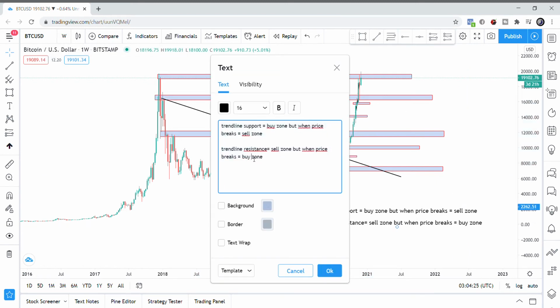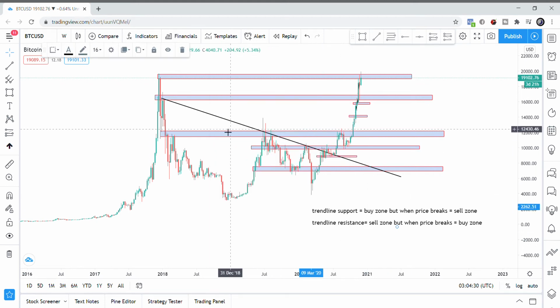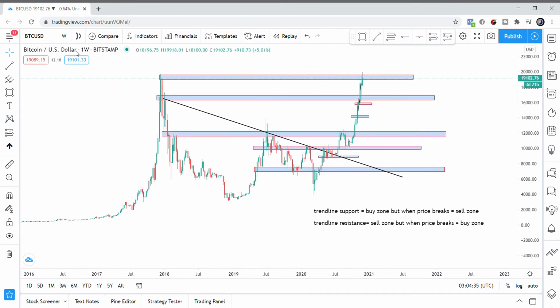Small mistake. Equals buy zone. So trend line resistance got broken and it entered a buy zone again. And remember, this is on a weekly chart. So the higher the time frame again, the stronger the confirmation. I don't use trend lines as a real confirmation, for sure not on the 4-hour, 1-hour or whatever, but on a weekly perspective or on a daily or a monthly, they are very strong. So something to take into consideration.